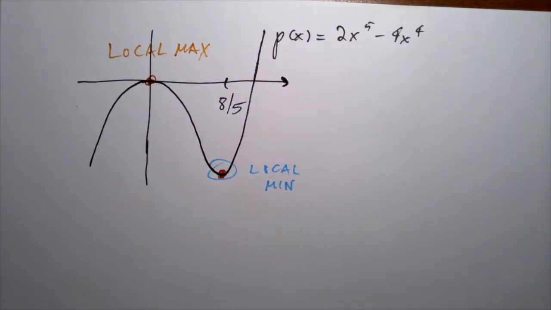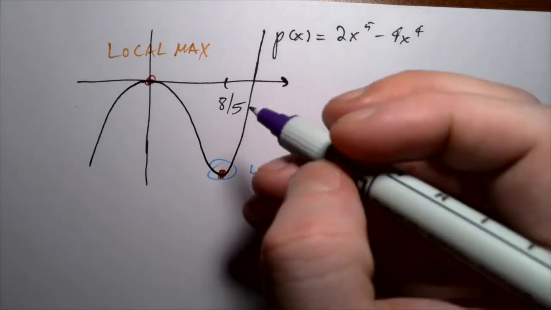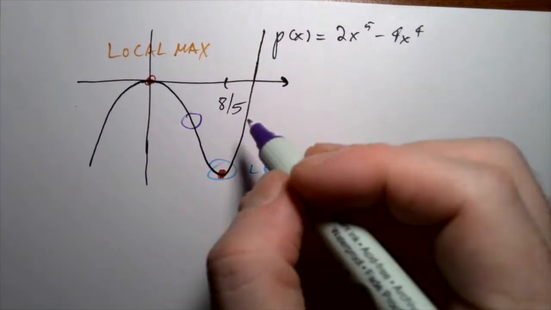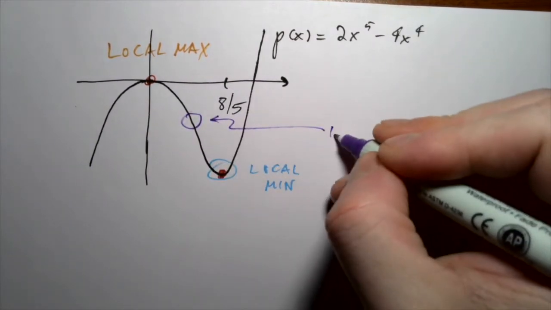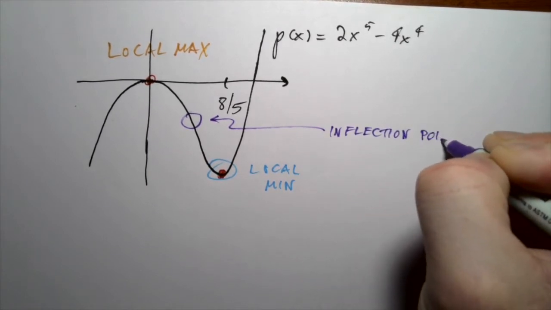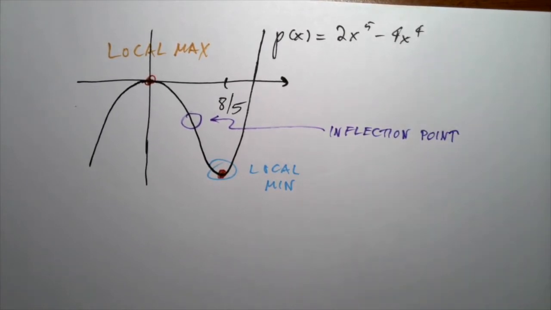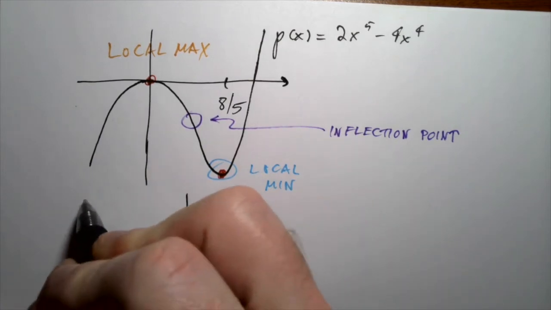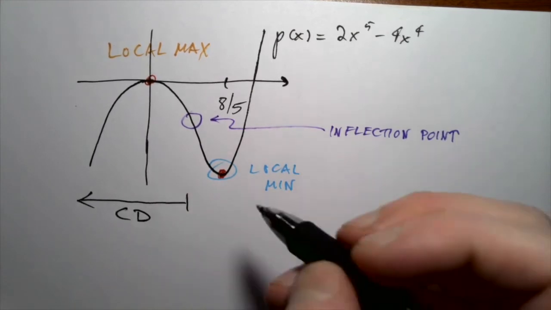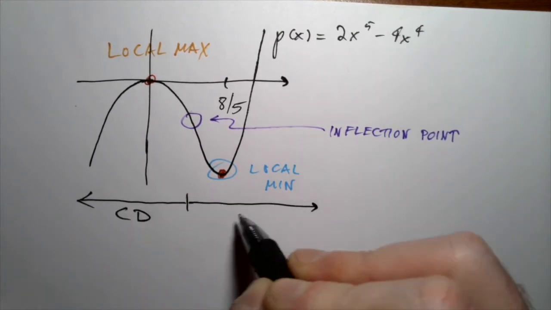Okay, what about the inflection points? The spots where it changes from being concave up to concave down or vice versa. There's actually only one, it's right there. So that'll be an inflection point in this graph. And that's because that inflection point is a spot where the function changes from being concave down, right, we're pointed downwards there, to concave up.